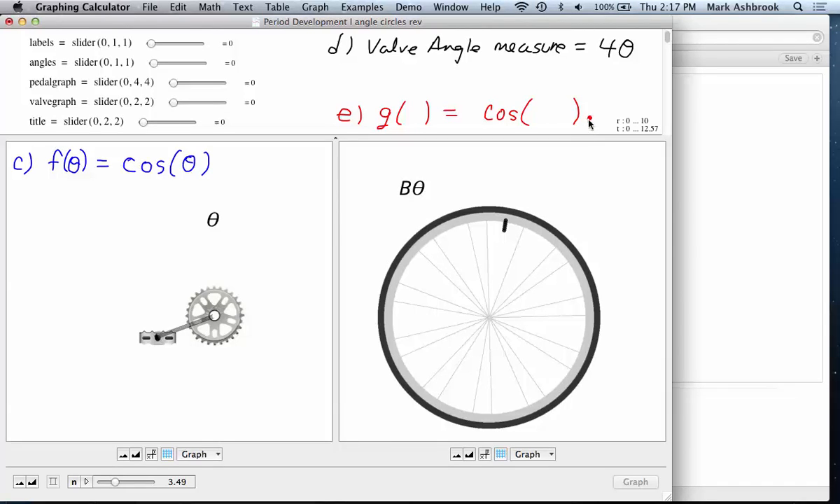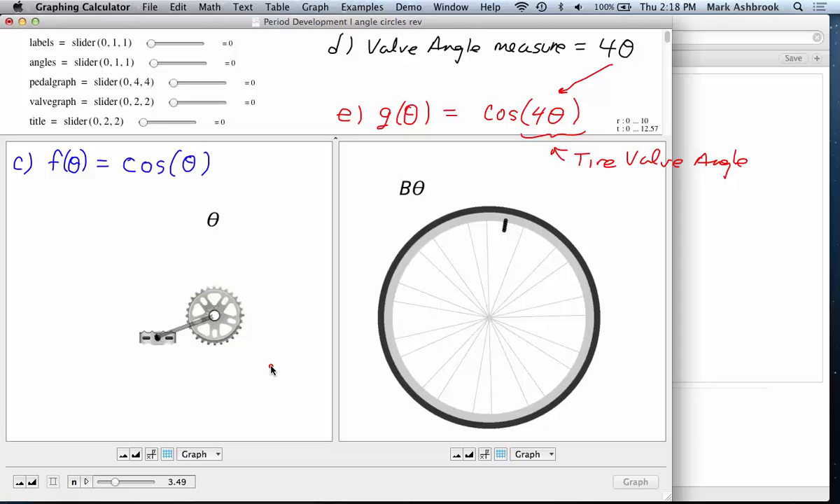Tire valve angle, right? If we put the tire valve angle into cosine, then it's going to give us the tire valve horizontal distance. So the argument has to be the tire valve angle measure, which is our 4 theta, where theta was our original pedal angle. So we're getting the position of the tire valve as a function of the angle measure of the pedal.